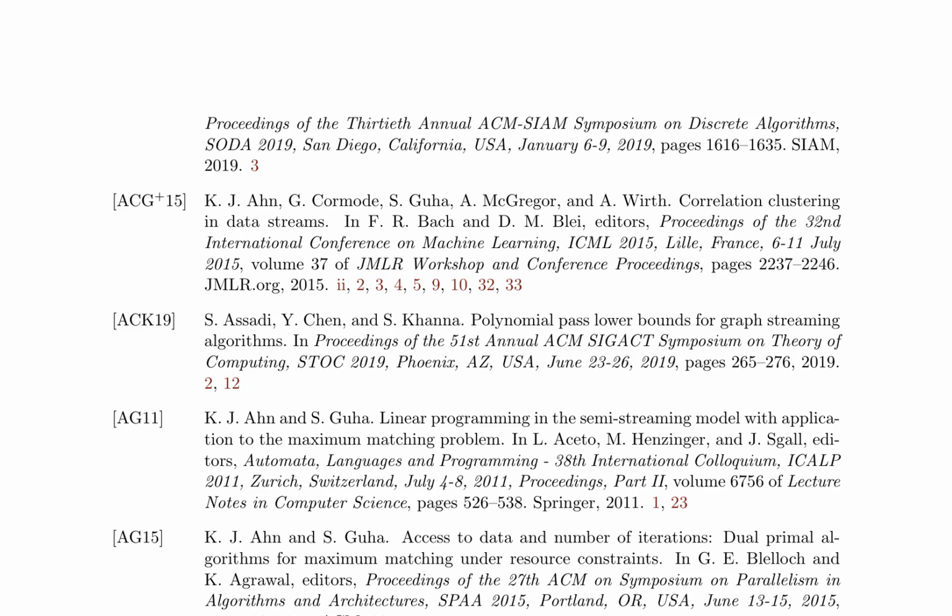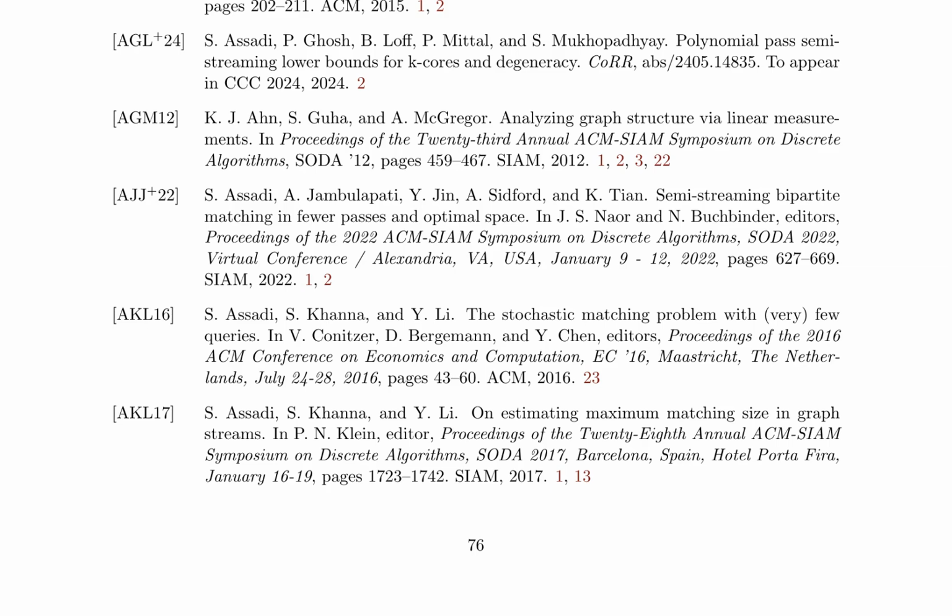The list of references also includes papers on analyzing graph structure via linear measurements, semistreaming bipartite matching in fewer passes and optimal space, and the stochastic matching problem with few queries. Additionally, papers on estimating maximum matching size in graph streams and polynomial pass lower bounds for graph streaming algorithms are mentioned.